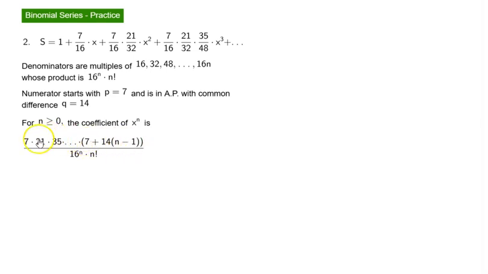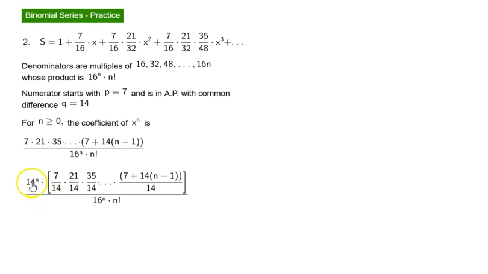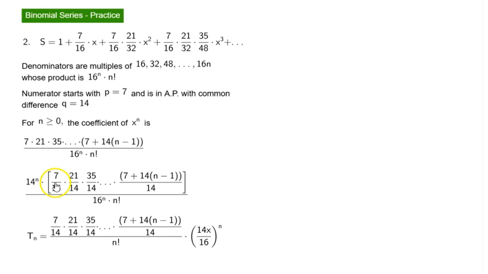So in the numerator, we should have 14 in the denominator of each of the factors of the numerator. So we multiply it by 14 to the power of n times 7 by 14 times 21 by 14 times 35 by 14 dot dot dot 7 plus 14(n minus 1) divided by 14. The whole thing divided by 16 to the power of n times n factorial. This is properly arranged as per the binomial theorem.